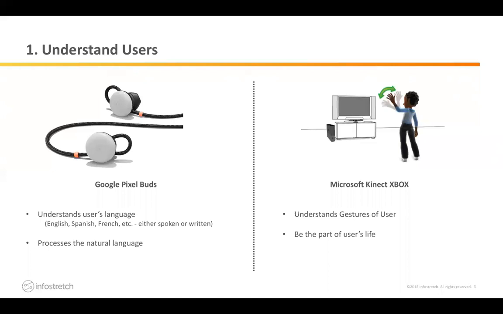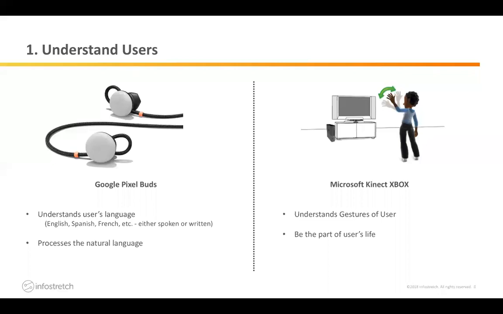Number 1, understanding the user. Two interesting devices here. Google Pixel Buds, which I believe are currently only working for the Google Pixel device, and the Microsoft Kinect Xbox. The Pixel Buds translate audio automatically for you, and the Kinect reflects your actions automatically as well. In both these cases, they have to discern an intention and act on it.